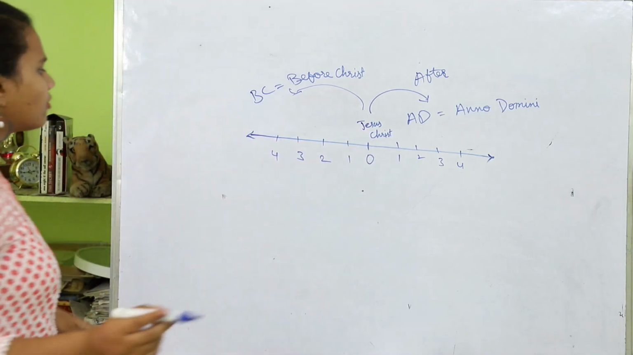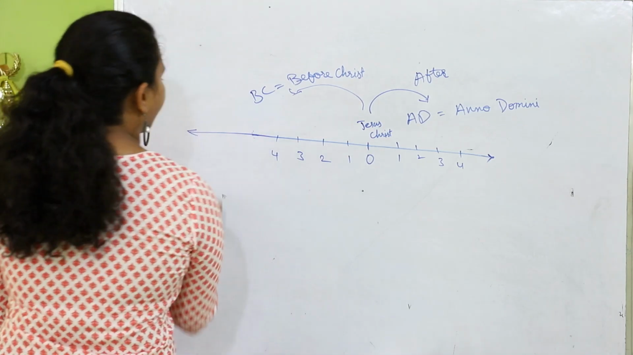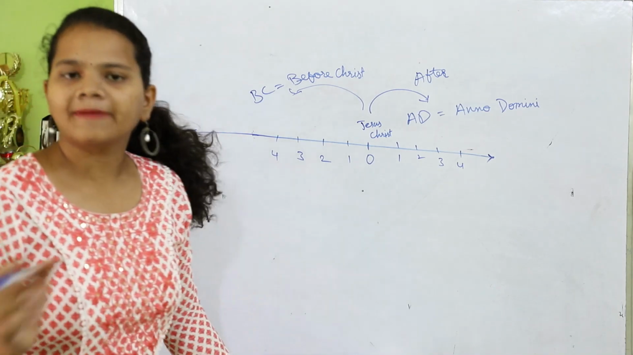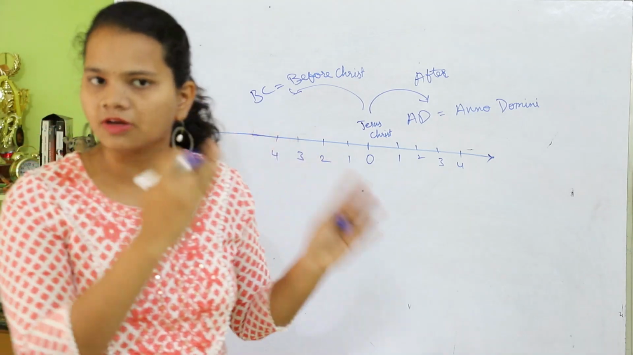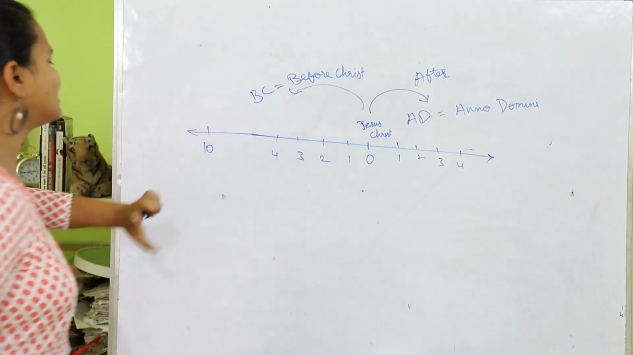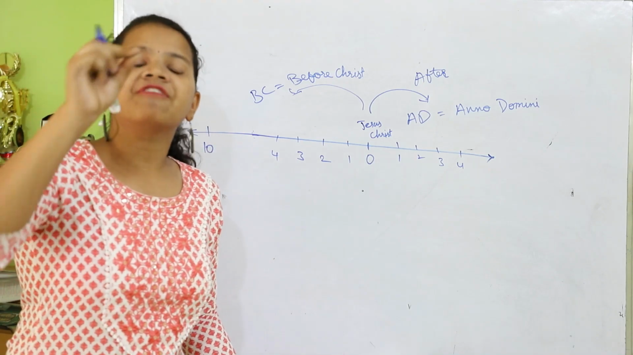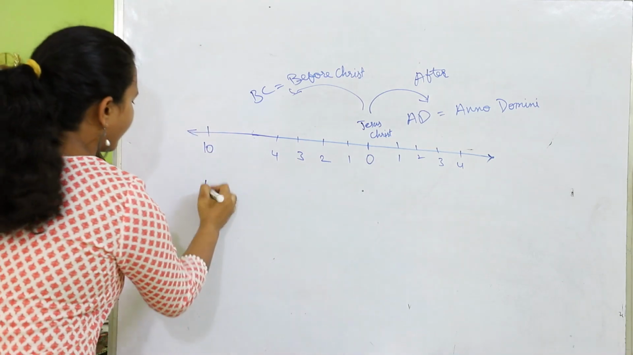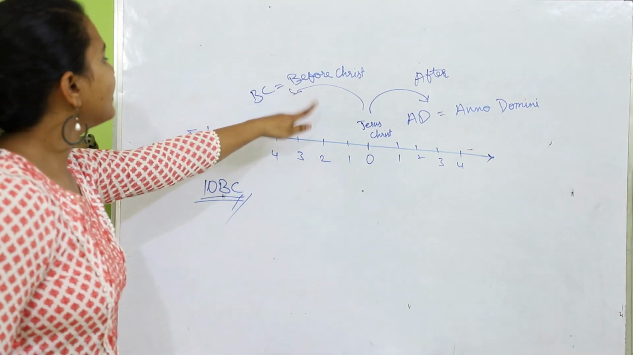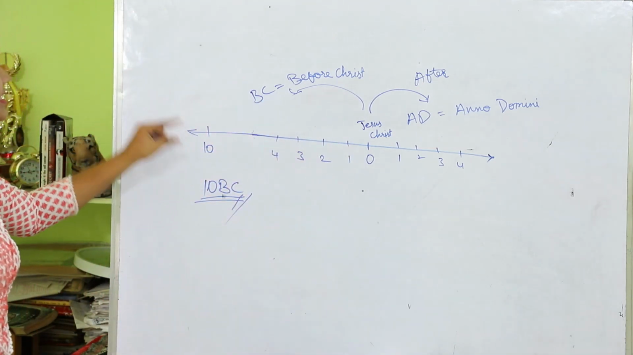Now let us consider, guys, a famous battle. Let's assume a famous battle took place 10 years before the birth of our Jesus Christ, somewhere over here. Then we would call it 10 BC.